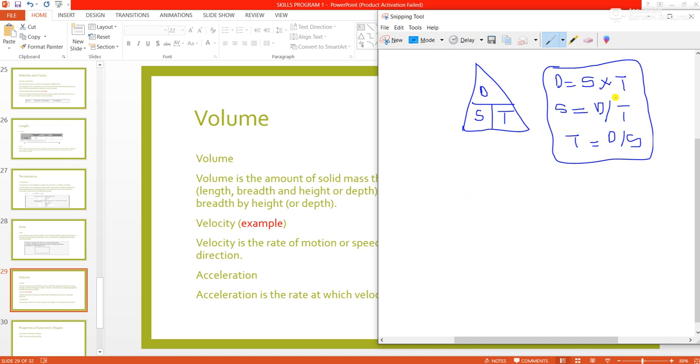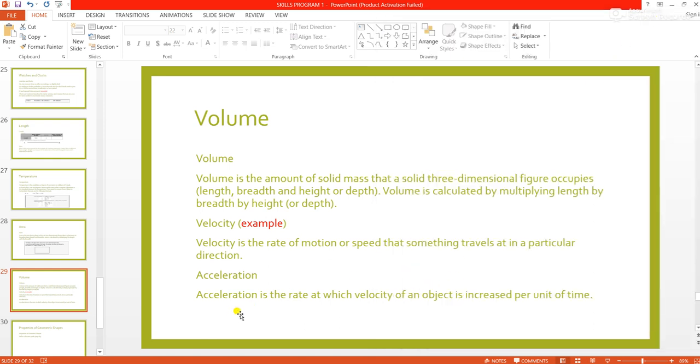So it's easier like this when you attempt your questions on your formative and summative assessment. Use these formulas, you won't go wrong.